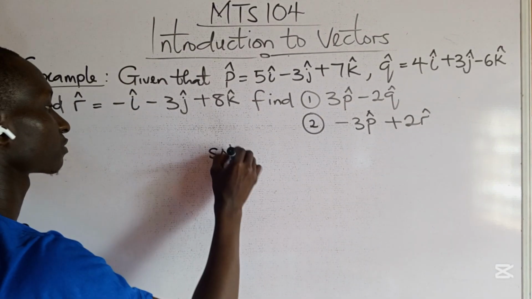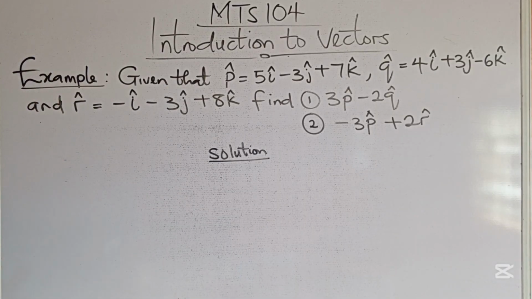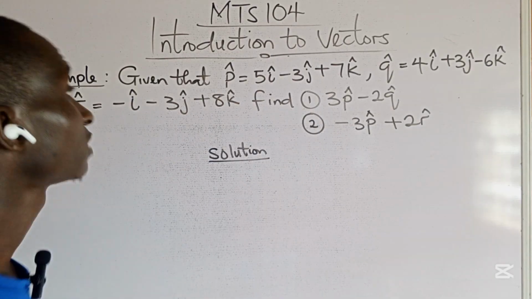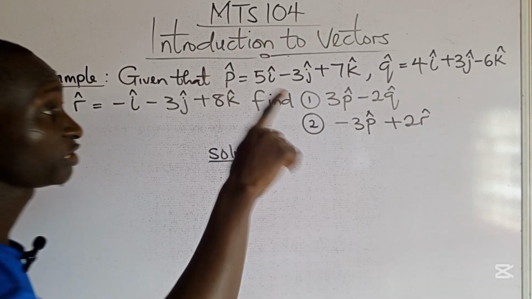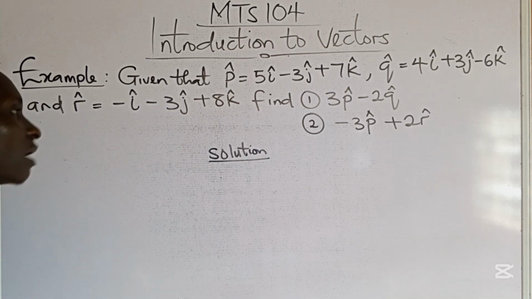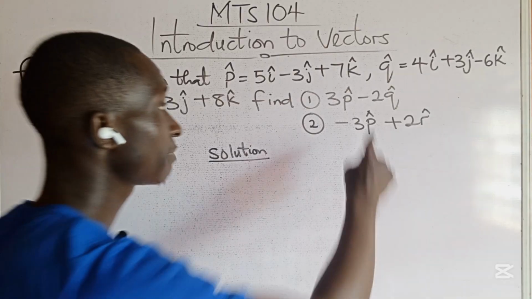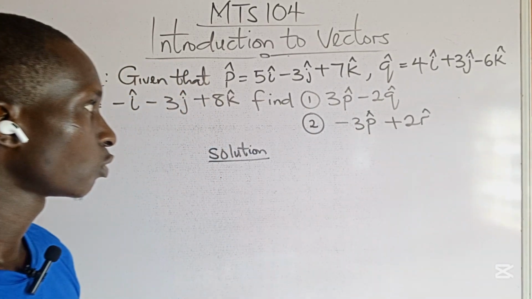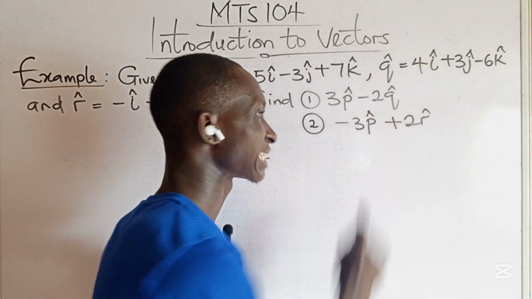Example. Let's read through the example and see what we are set to do. Given that vector P is 5I minus 3J plus 7K, Q is 4I plus 3J minus 6K, and R is given as minus I minus 3J plus 8K. The question asks us to find 3P minus 2Q. You can notice that this is a scalar multiplication, and this is also a scalar multiplication.